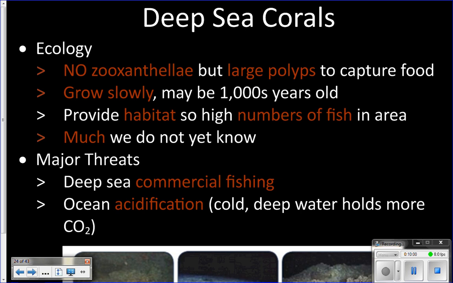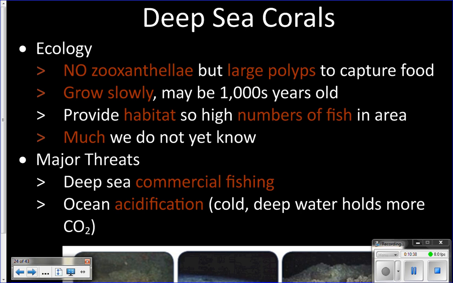So how are they different from shallow water corals, other than where they're found? These guys do not have zooxanthellae because there's no sunlight down here, so zooxanthellae could not do photosynthesis, so there's no point to having them. So how do they get their food? Well, they get their food from suspension feeding. The coral polyps are much larger in deep sea corals than they are in shallow water corals, so that they can capture marine snow and any sort of stuff that drifts by. So they have very large polyps.